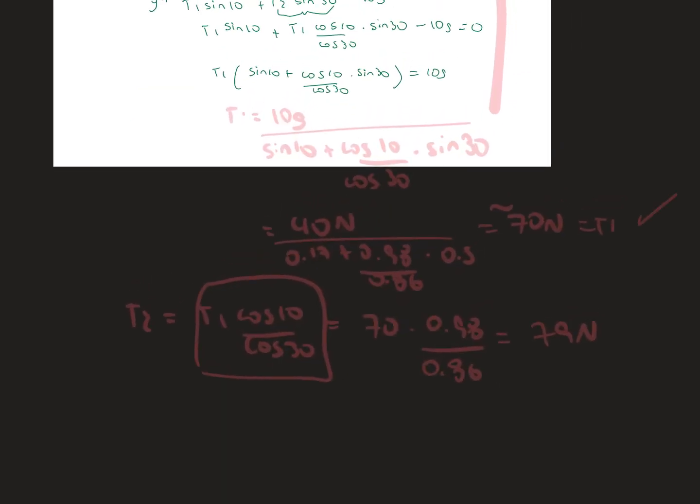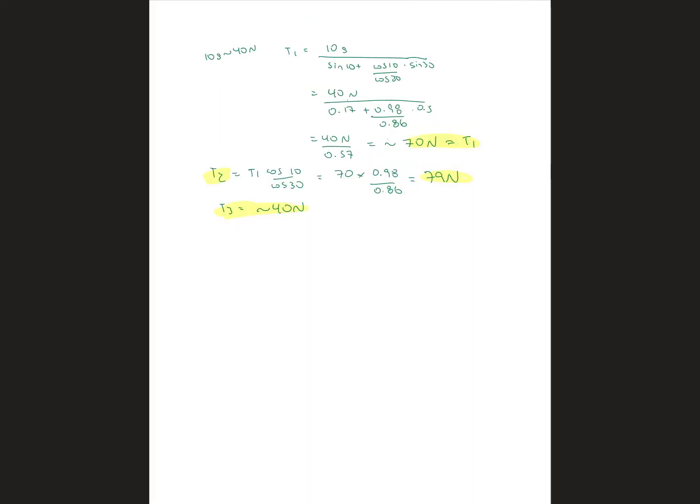For T1, T2, and T3, we have to plug in the values and solve for T1, that will give us 70. Now, if we just plug in the value for T2, we will end up getting 79 newtons. Similarly, we were already given the value of T3.